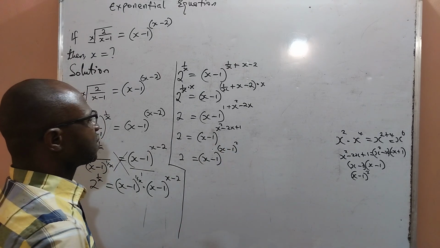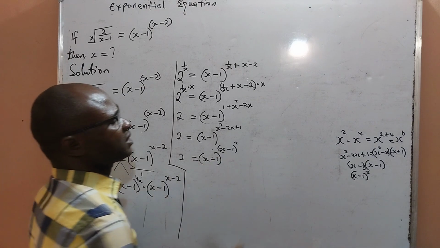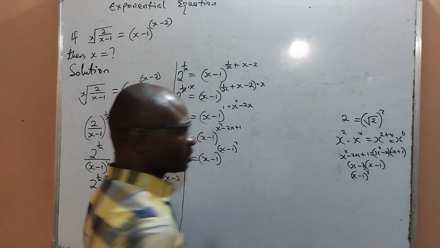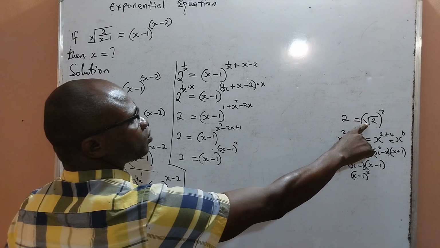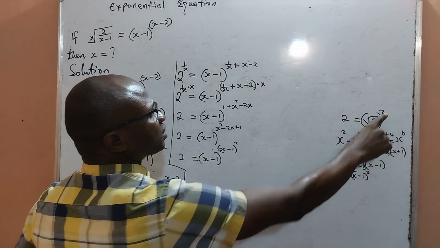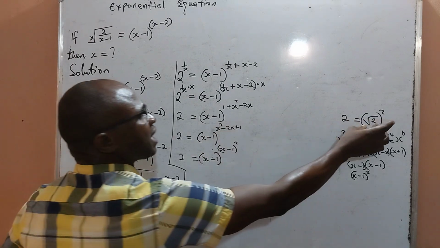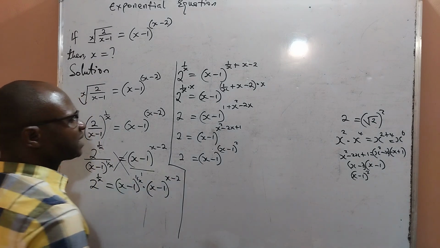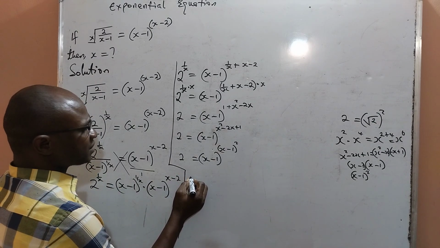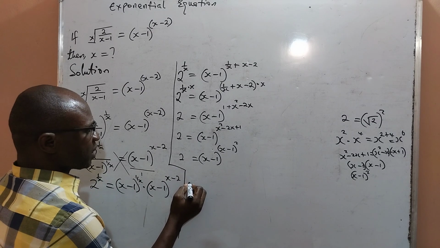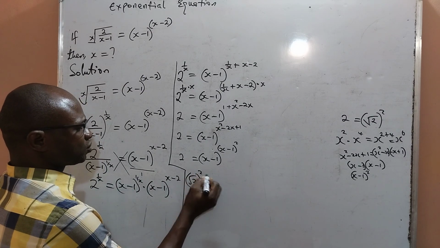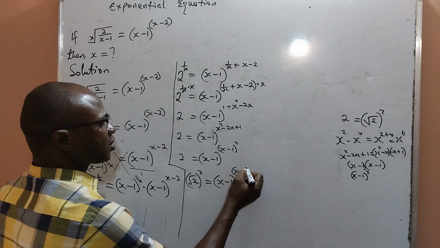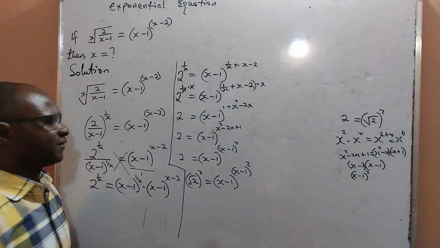Okay, very good. From what I have now, agree with me that 2 can also be written as the square root of 2 all to the power of 2. Okay? It is the same thing. Square root of 2 to the power of 2 is 2. Therefore, I want to make use of this in the position of 2. And that means I shall now have (square root of 2) to the power of 2 equal to (x minus 1) raised to the power (x minus 1), then raised to the power 2. That is what I have now.